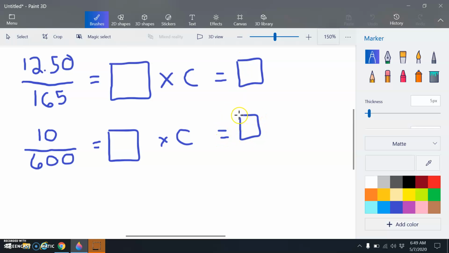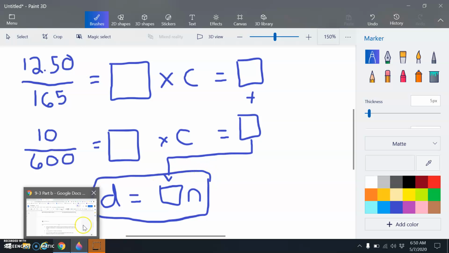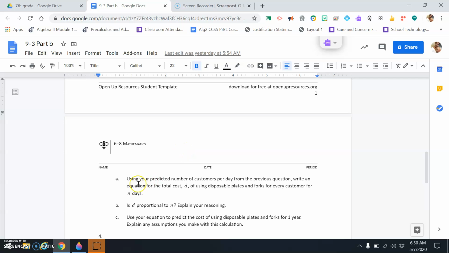Okay, so what we have for our equation is D, the total amount for the disposable forks and plates, will equal this number that we got from our plates plus the number we got from our forks. We'll add those together to get us a number right here. And multiply that by N days. And there is our equation. Okay, so each one of you has your own equation. Bam. I'm going to put that equation right here in question A.